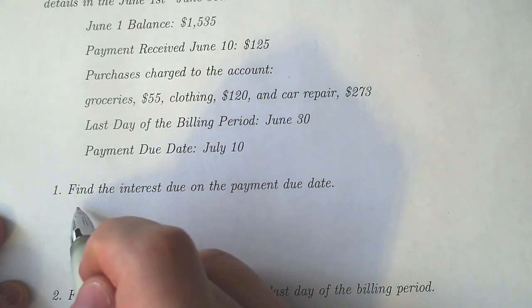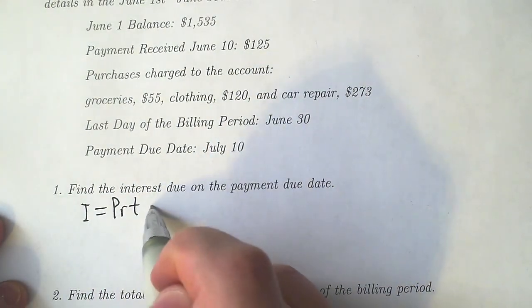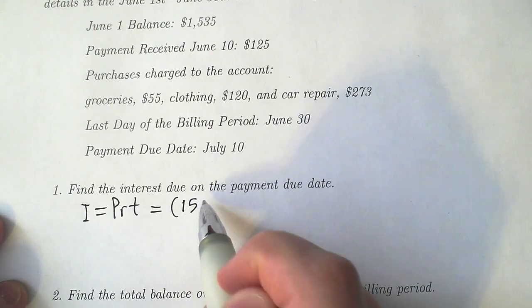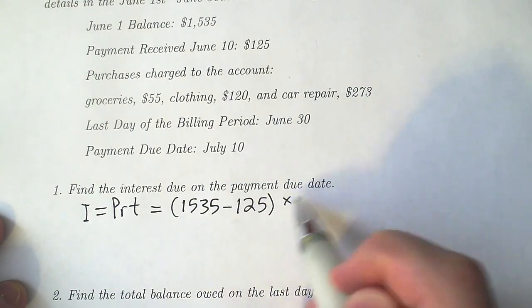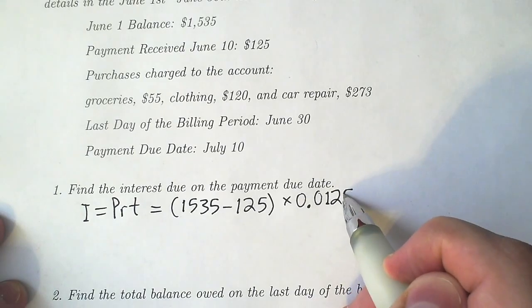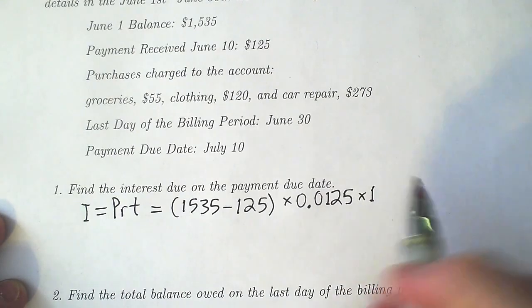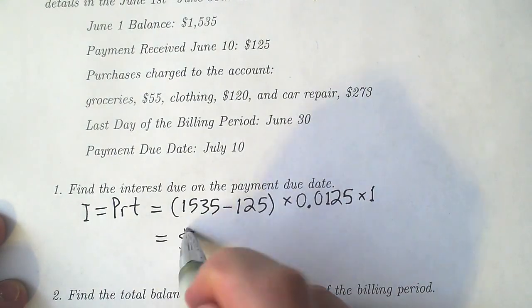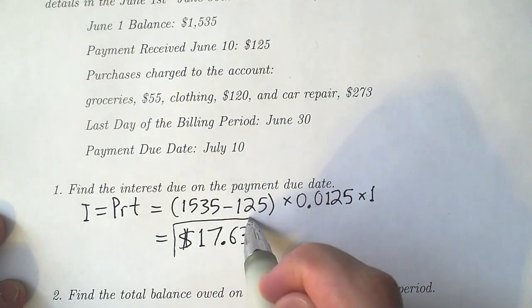Anyway, here's how I did this one. So we're using that I equals PRT. In this one, it's 1535 minus 125 times the interest rate that you have to remember to carefully convert it to a decimal. 1.25%, looks like that. And on a calculator, I got this as 1763.